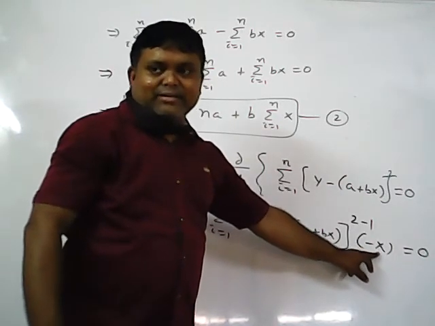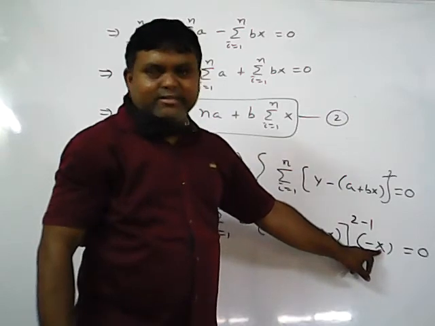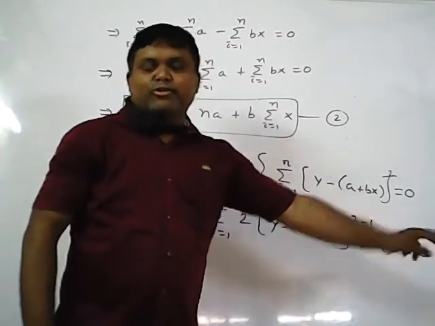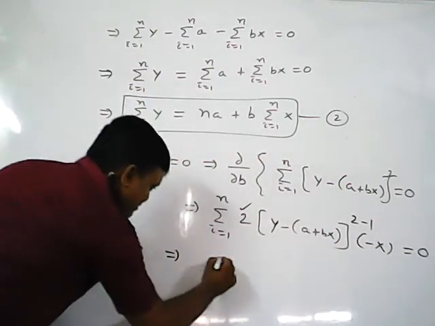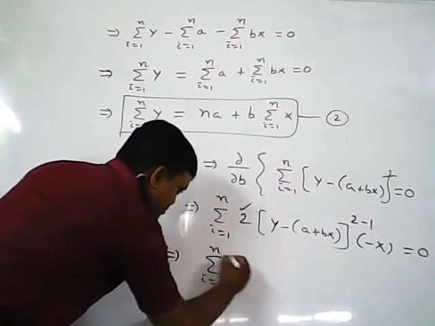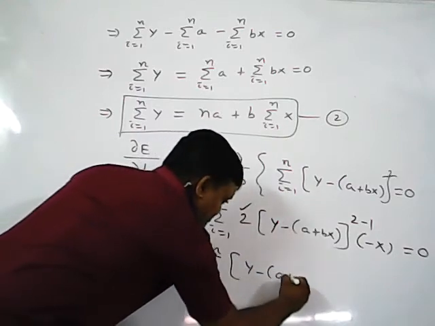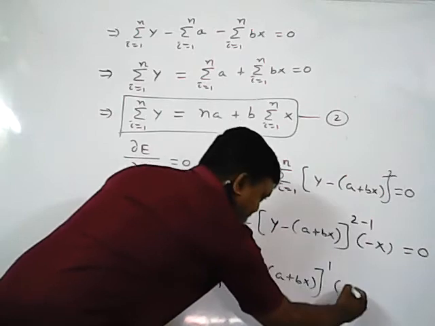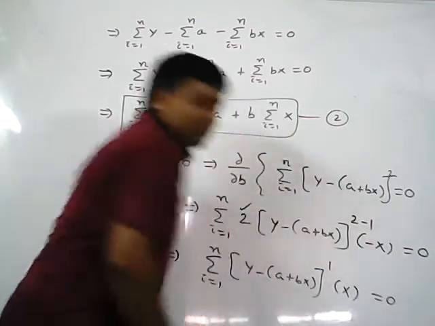You will get x only, because minus x can be written as minus 1 into x. So 2 into minus 1 is minus 2. Send that minus 2 to that side; 0 by anything is 0. So what is the remaining term? I am writing summation i equal to 1 to n, y minus of a plus bx, 2 minus 1 is 1, into x only you will get. Only x, not minus x.